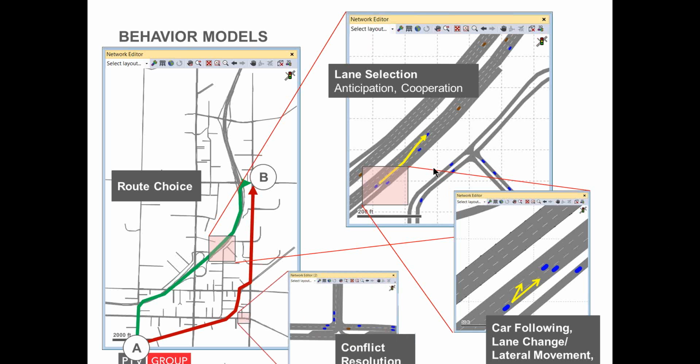And in conflict situations, vehicles in minor traffic streams have to decide whether to give way or to use an available gap in the major stream. And of course, behavior is not the same for all vehicles in the network, but vehicle type and vehicle class specific.